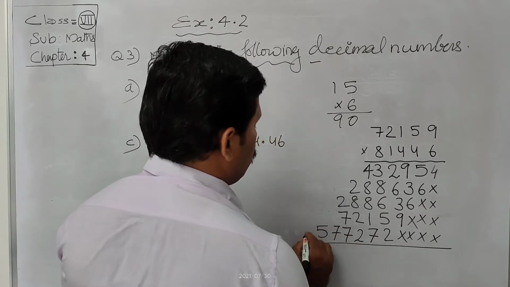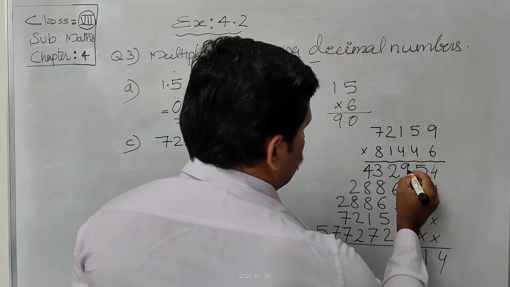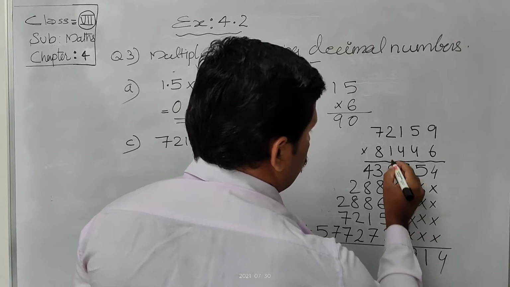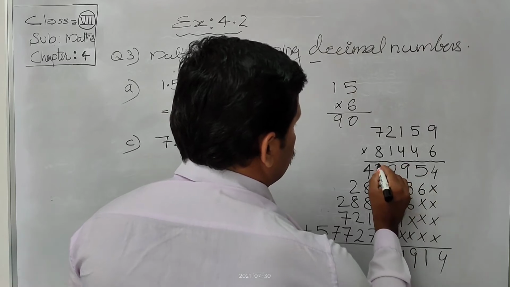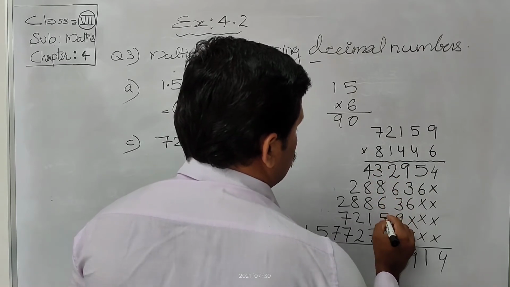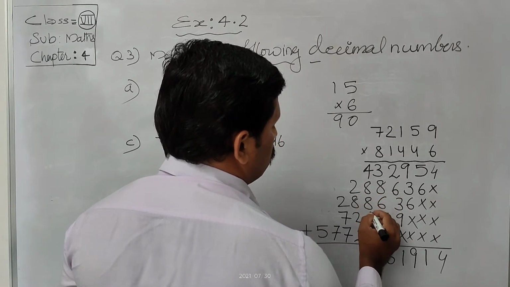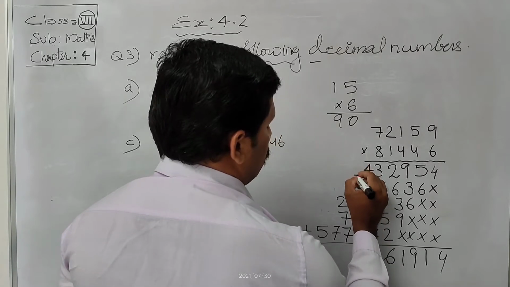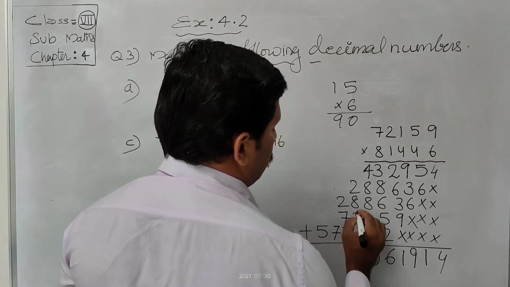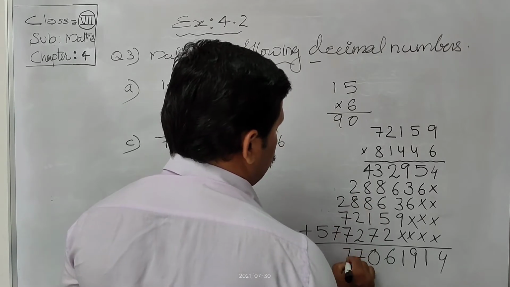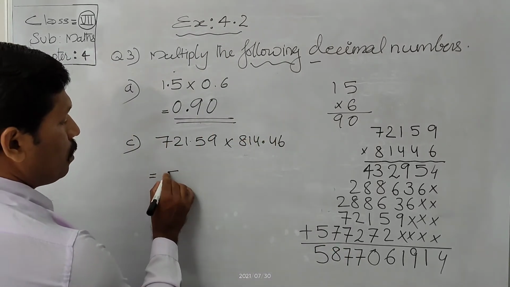So now we are going to add these numbers. Here 4, here 11, 19, remainder 1, 21, remainder 2, 26, remainder 2. So here we got this number.